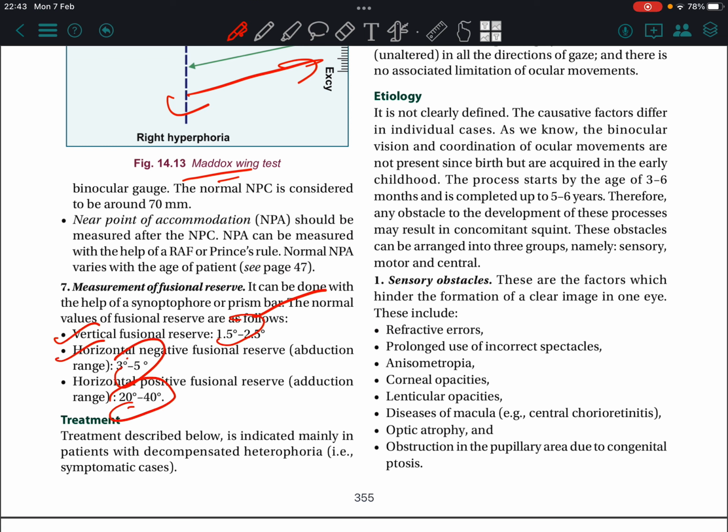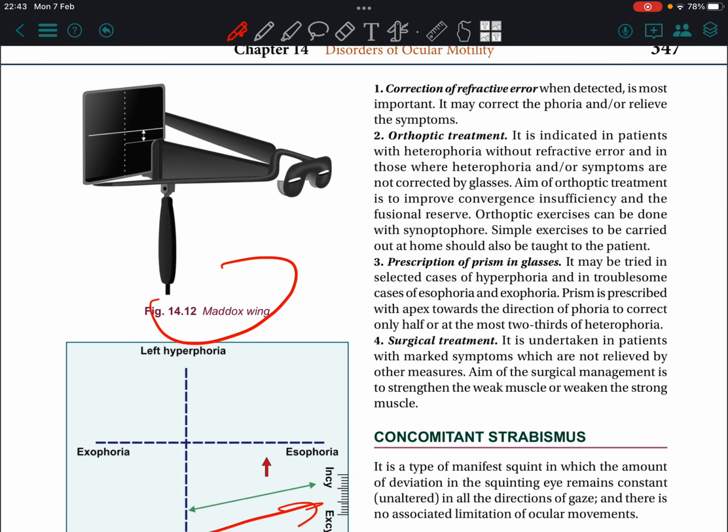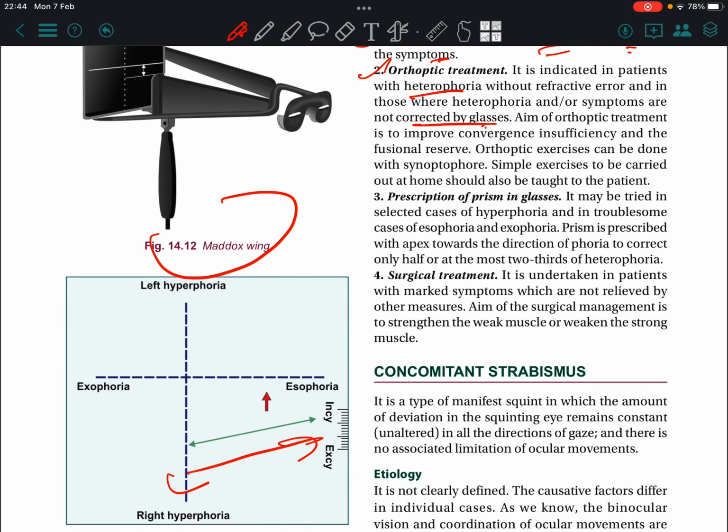Treatment described below is indicated mainly in patients with decompensation of heterophoria. Correction of refractive error, when detected, is most important. It may correct the phoria or relieve the symptoms. Orthoptic treatment is indicated in patients with heterophoria without refractive error and in those where heterophoria is not corrected by glasses. The aim of orthoptic treatment is to improve convergence, efficiency, and fusion reserve.